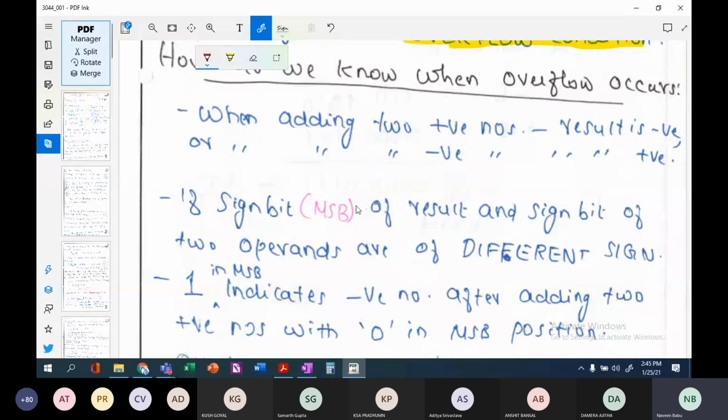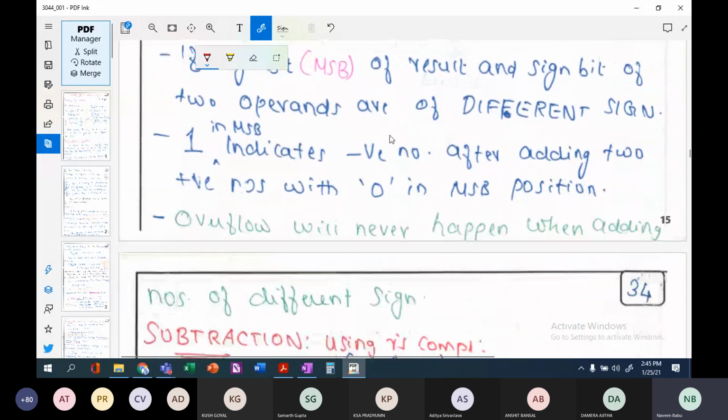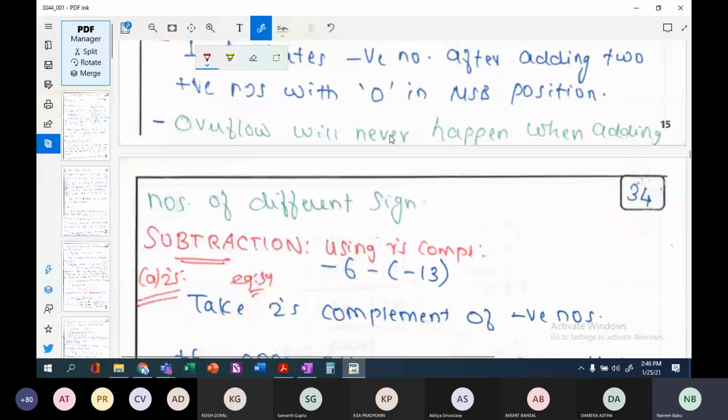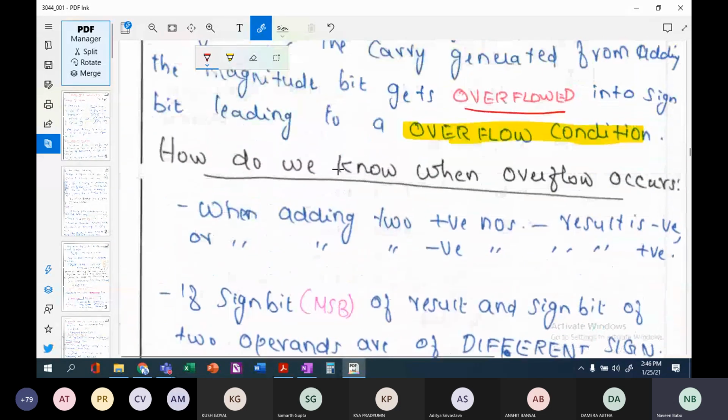So the solution that we propose here is that we have to perform this by the 2's complement method only. So let us continue this particular part, how to overcome the overflow condition, in the next class.